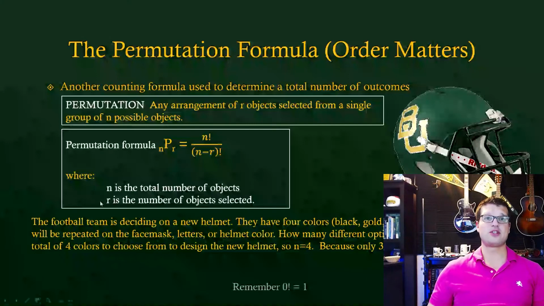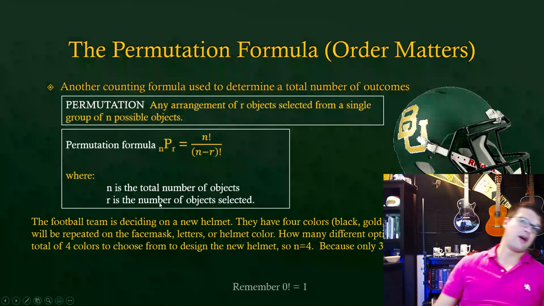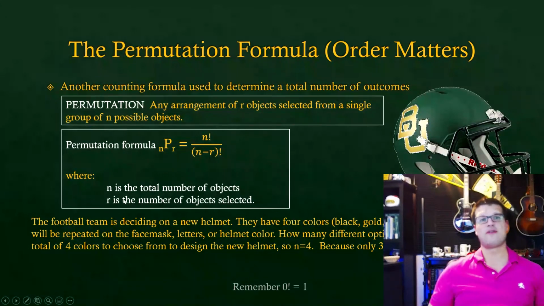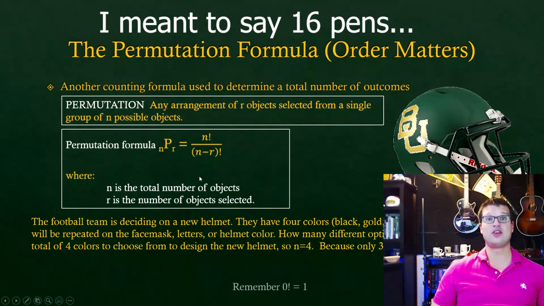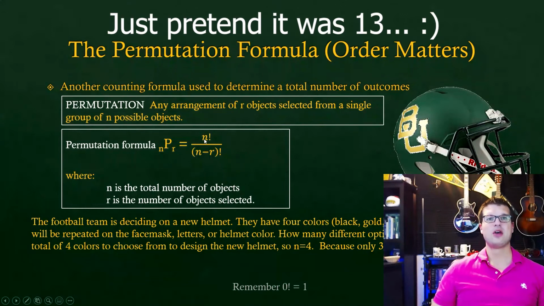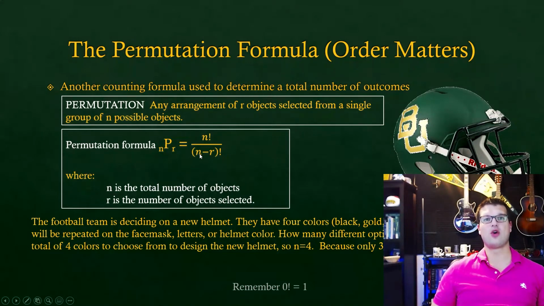Okay, so for this particular situation, you would have n, which is the total number of objects that you can choose from, and r is the total number of objects that's selected. So we have 13 pens that you can choose from, and then you have a total of 3 pens that I choose at a given time. So this would be 13 factorial over 13 minus 3 factorial. So it would be 13 factorial over 10 factorial.